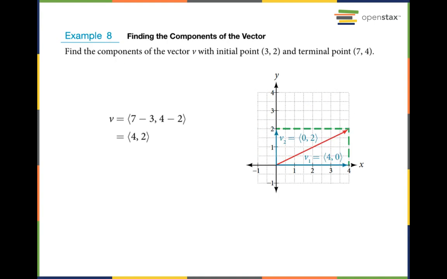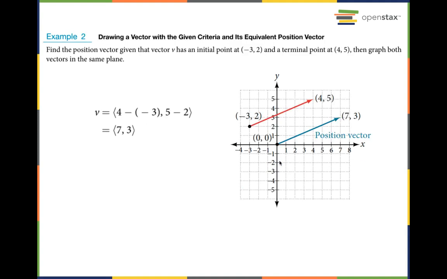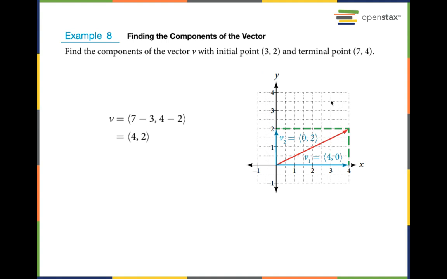Find the components. So what if we want to go the other way, with a vector with initial point 3, 2 and terminal point 7, 4? Is this the same one? Nope, not the same one. So first we want to find our position vector. So we'll say 7 minus 3, 4 minus 2.